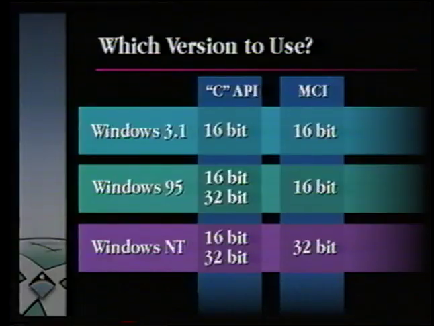For the C API, if you're on Windows 3.1, you're going to want 16-bit, MCI 16-bit, and the rest of it is up here. 32-bit QuickTime for Windows doesn't enable MCI on Windows 95. This is a confusing point to some people, and I wanted to clarify it. On Windows 95, if you want to use MCI interfaces, you need to use the 16-bit QuickTime for Windows until more documentation comes out telling us how to implement the 32-bit side of this on Windows 95.